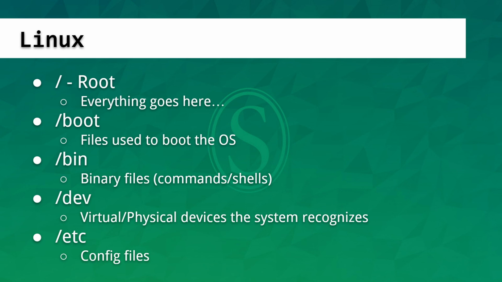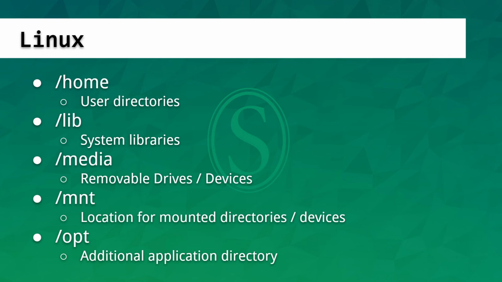/boot is used for files to boot the OS. This has to exist on a primary partition because it just does. Those are the rules. /bin is for binary files. These are for commands and shells that are really important to the system. You don't want to delete them. /dev is a virtual and physical device moniker, where everything that the system would recognize is. /etc, these are config files for a lot of things installed in the system, but also optional files that are installed, optional binaries. We'll typically put config files in the etc directory.